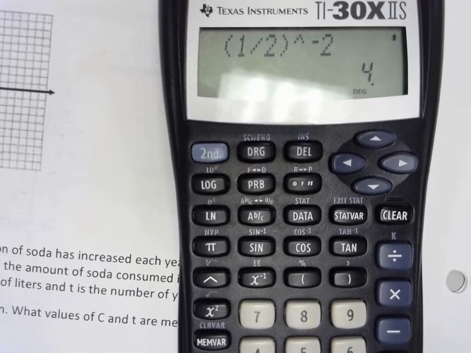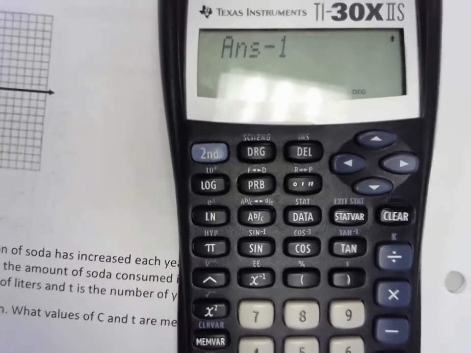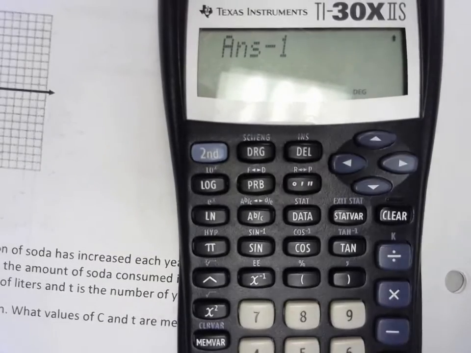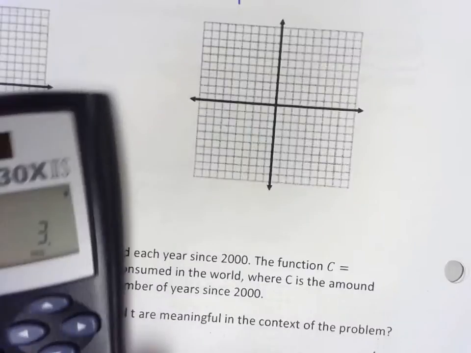Now let me give you a shortcut. If I want to subtract 1, if you just put a -1, it'll automatically say, okay, I'm going to pull the answer that you just got and then subtract 1 from it. So if you just type in -1, that's just going to give you your answer -1. So 4 minus 1, or 3. So -2, 3.